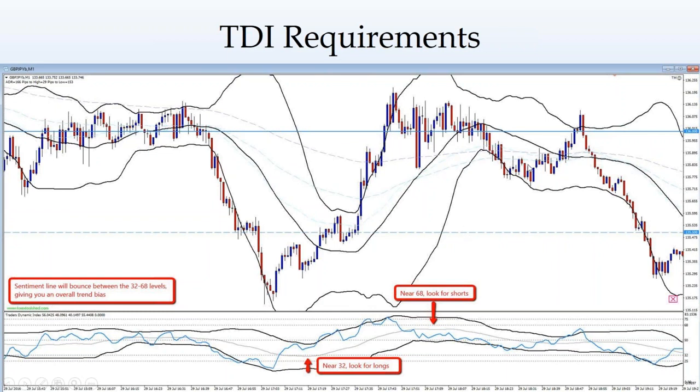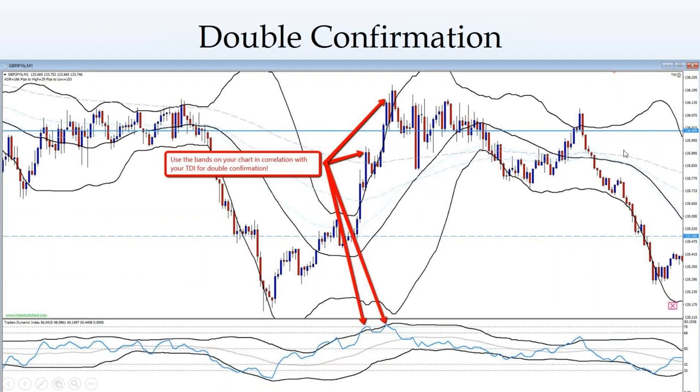And again here, look at this major shark fin right up through there, right onto the 136 flat psychological level. Pay attention to these. Very powerful. Now, double confirmation. This is why we use the bands on the charts, because it shows you exactly where. It's a double confirmation, in correlation with the TDI.